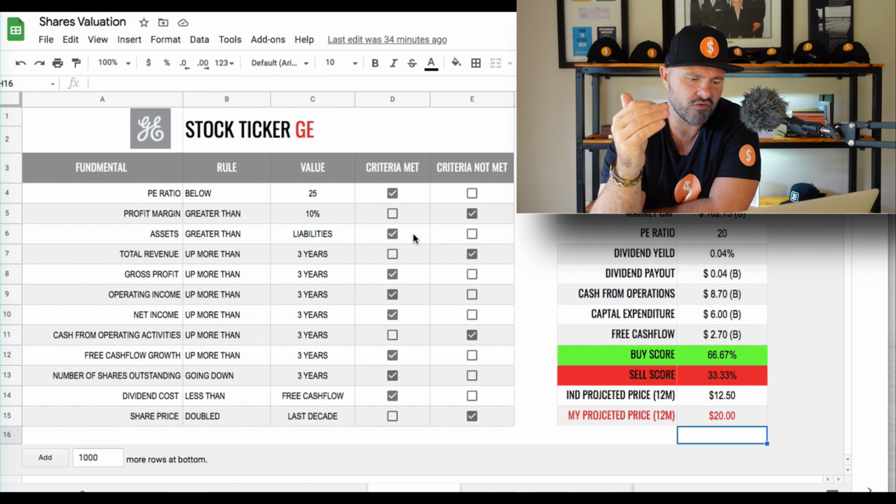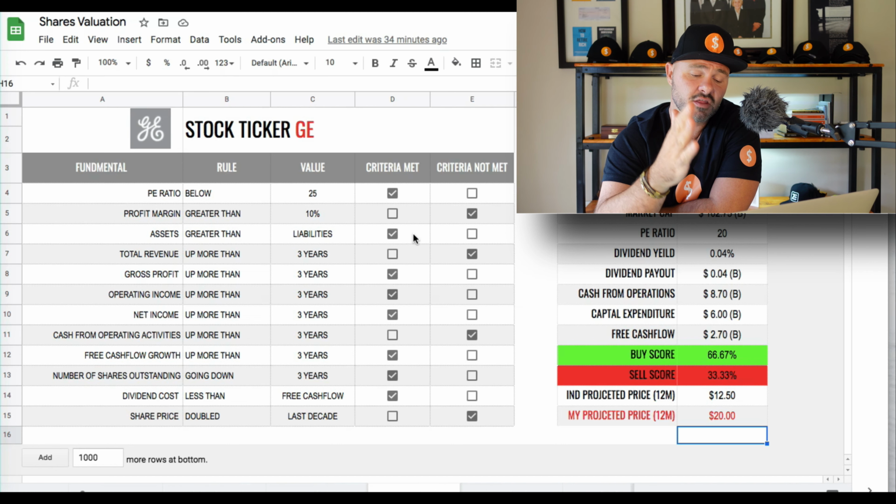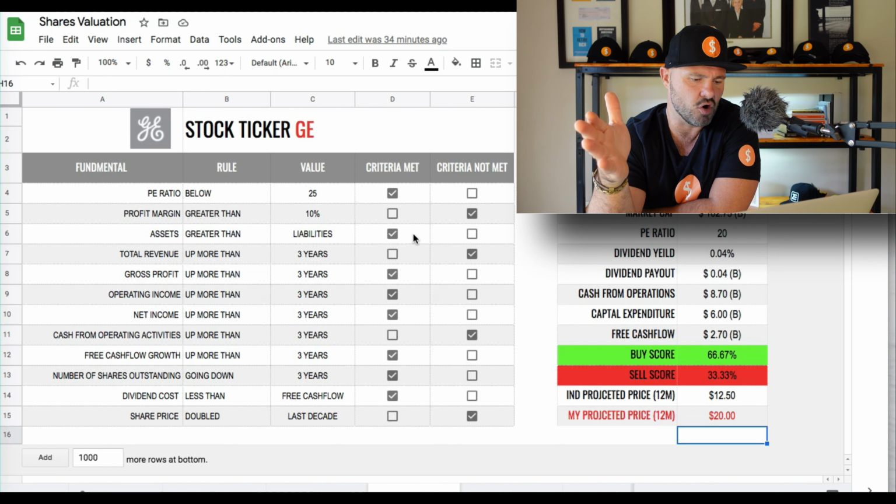However, gross profit is up, operating income is up, and net income is up. Those are all really good signs. And then cash from operating activities, unfortunately, is not showing consistency over the last 3 years. However, it is up in the last trailing 12 months. However, on this sheet, we have to mark them down.